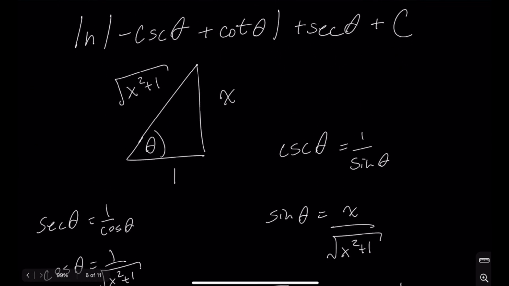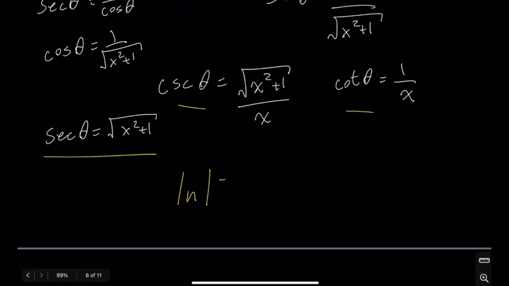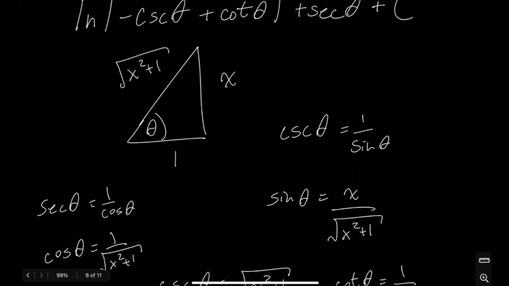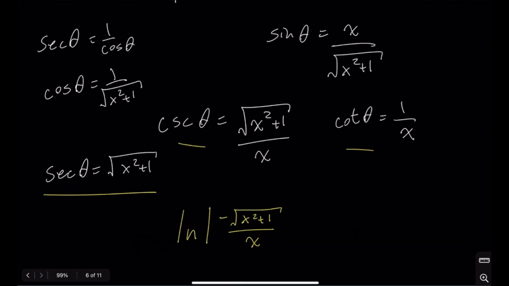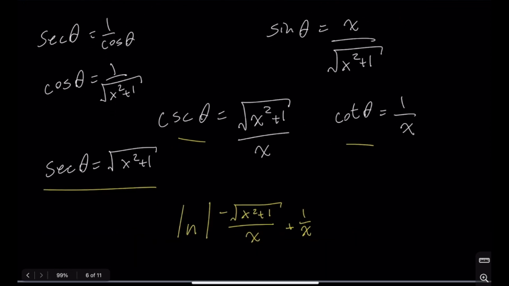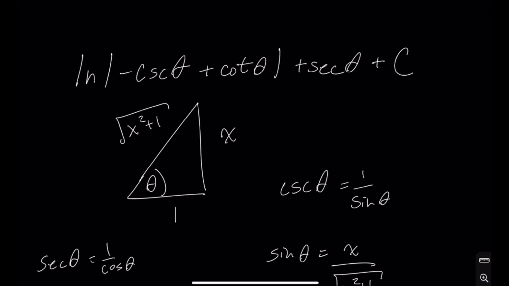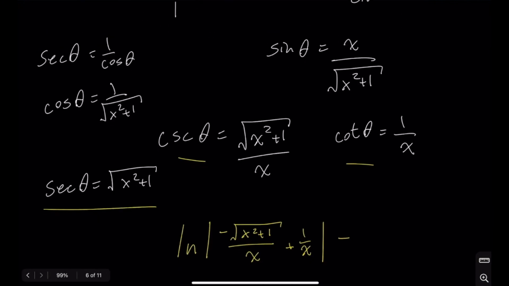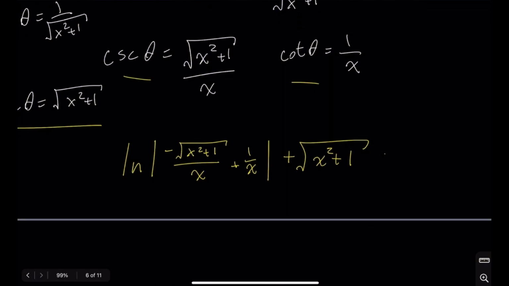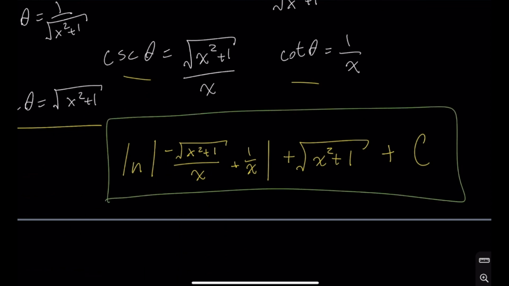We use the absolute value, and then we do the negative cosecant. So we have negative the square root of x squared plus 1 divided by x, plus the cotangent. So we have plus 1 over x. Stop the absolute value. Then you add your secant, which is your square root. And you cannot forget to add the plus c at the end. And that's the answer.